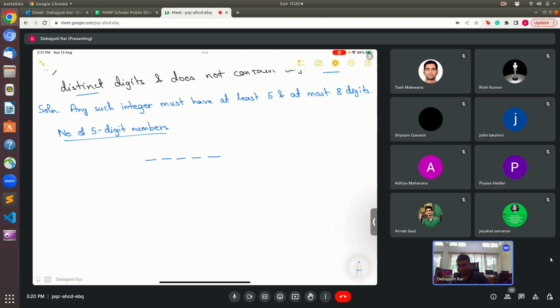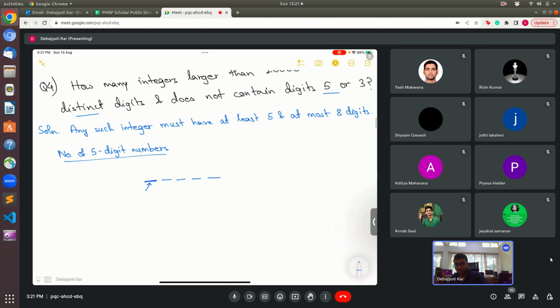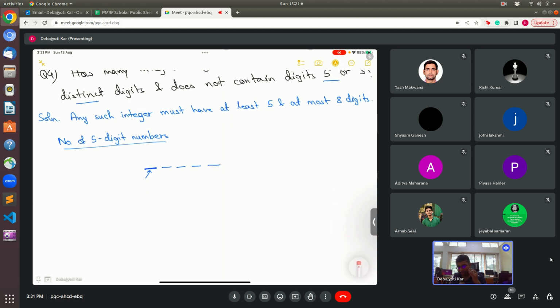So there are 5 digits. Now what are the possible digits for the first position? The first position can take any digit except 0, 3 and 5, right? Because obviously if 0 is the first digit, then it will not be a 5-digit number, and it should not contain 5 and 3. So except 0, 3 and 5, any other digit is possible. So there are 7 possibilities for the first digit.